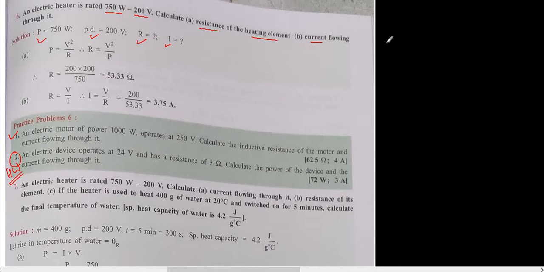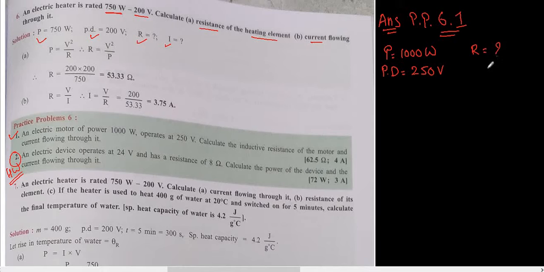So here we go with our sum. So I'll start here. Answer practice problem number 6.1, because it is the first sum we are doing. So here an electric motor of power, so power is given, P is equal to 1000 watt, operates at 250 volts, so the potential difference is given. So PD is given as 250 volt. Calculate the inductive resistance, so we have to find out R, of the motor and the current flowing through it, so we have to find out I as well.